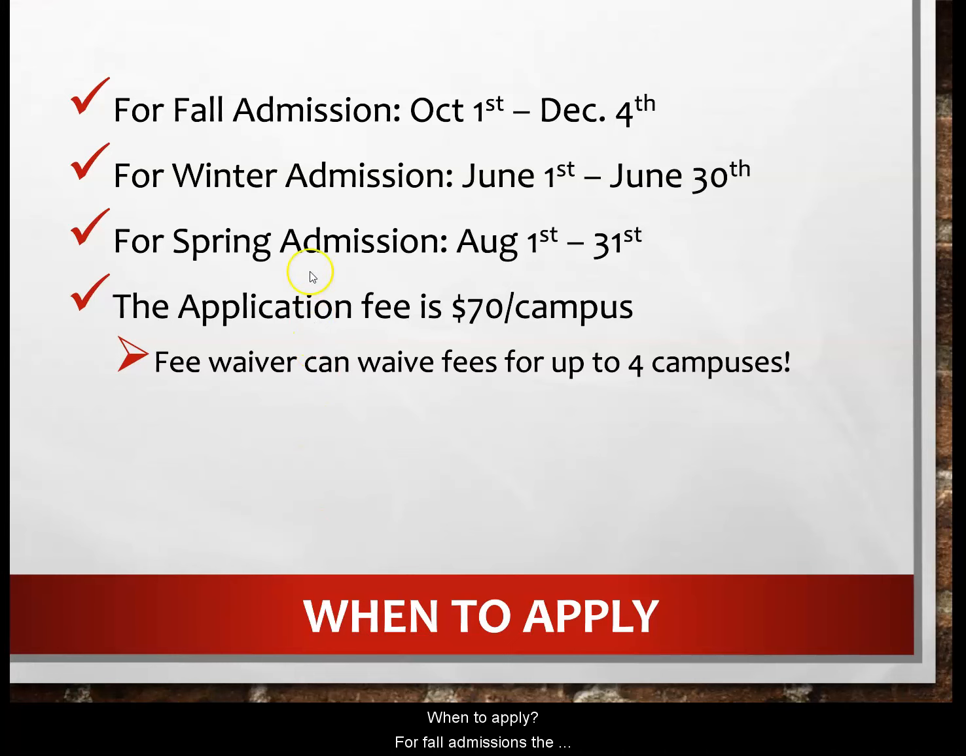When to apply? For fall admissions, the deadline to apply is between October 1st to December 4th. However, traditionally, it has always been the deadline up to November 30th. However, this time around, it is from October 1st to December 4th. For winter admissions, it's June 1st to June 30th. For spring admissions, August 1st to August 31st. The application fee is $70 per campus. However, there is a fee waiver, and the fees can be waived for up to 4 campuses.